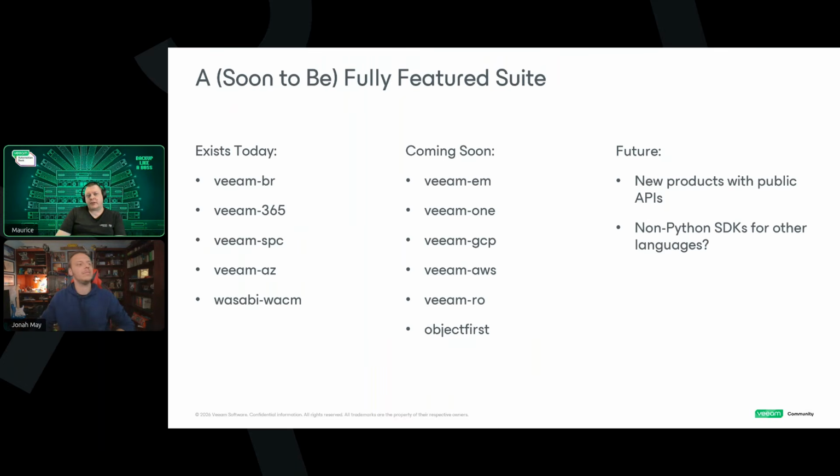So our soon-to-be fully featured suite exists currently already for Veeam Backup and Replication, Veeam Backup for Microsoft 365, Veeam Service Provider Console, Veeam Backup for Azure, and as a bonus one, Wasabi, that I already mentioned before. And soon we will be having Enterprise Manager, Veeam ONE, the Google Cloud Platform, AWS, Recovery Orchestrator, and one for Object First specifically.